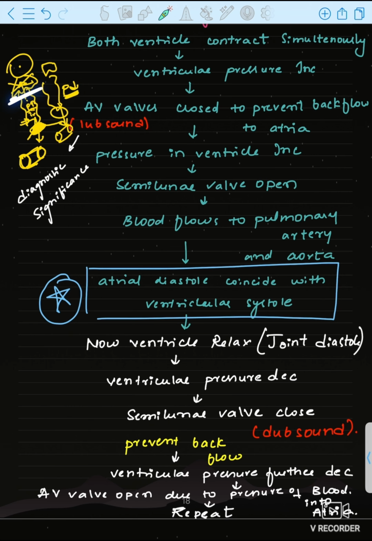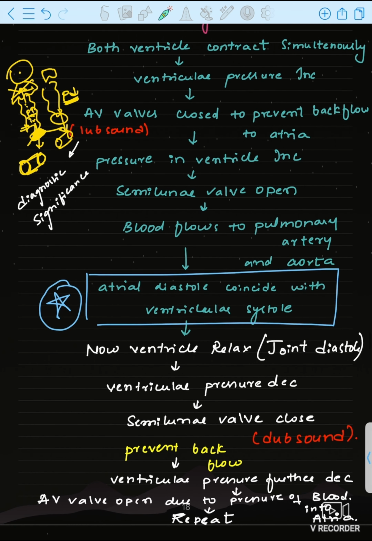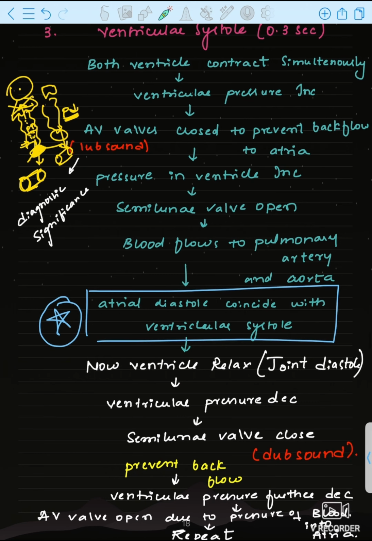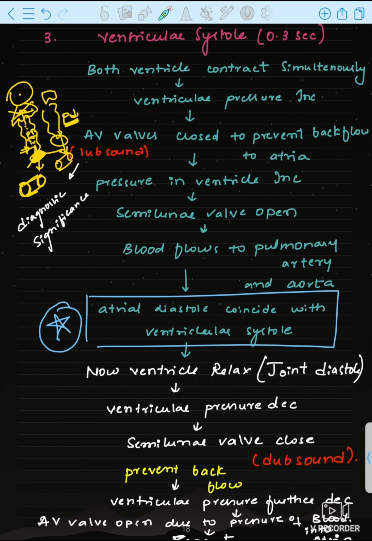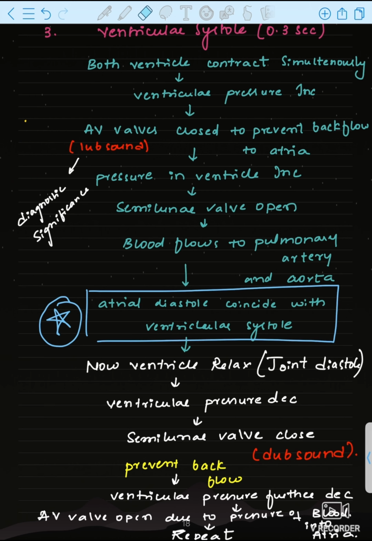As pressure is further decreasing, automatically the atrioventricular valves will be opened, and relaxation will happen. I will explain. I think you understood a little bit of what I meant to say. Now once again I will explain.